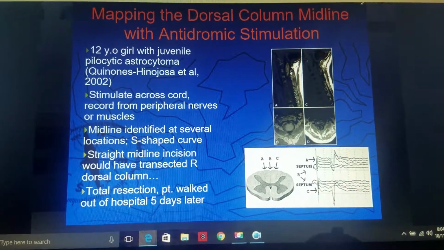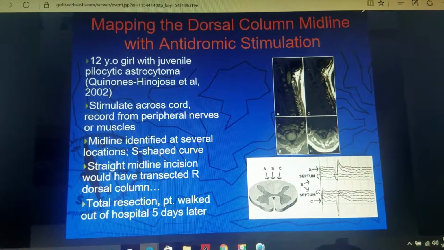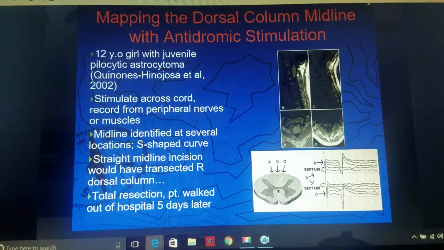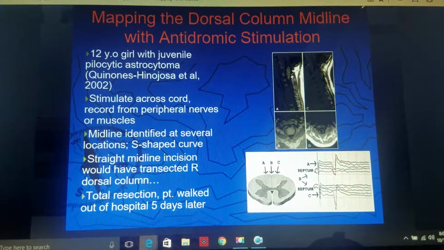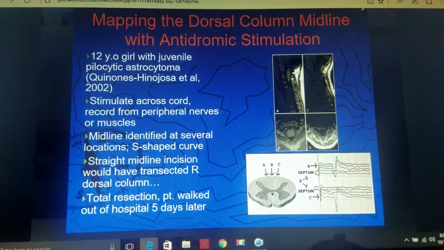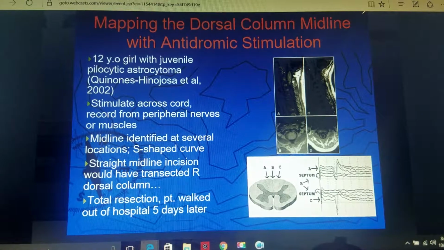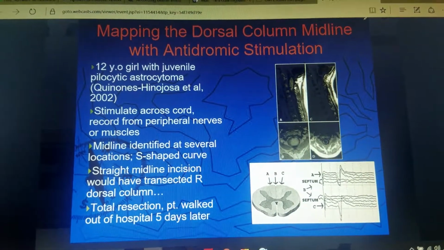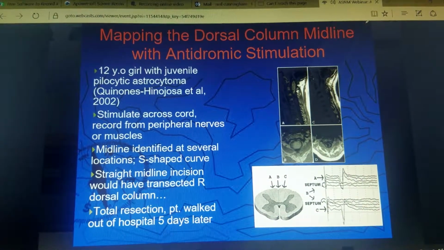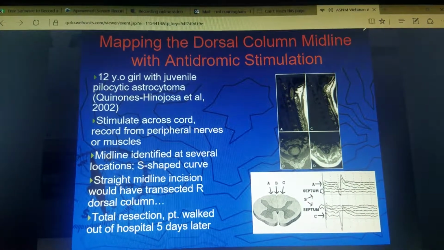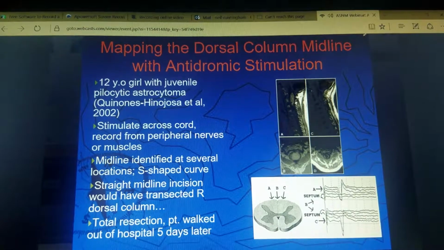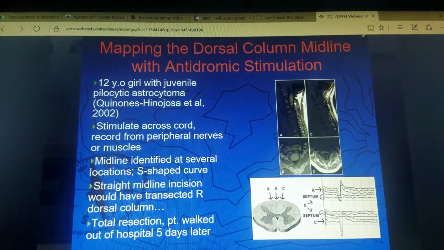Amazing story. He was very, very prolific as a researcher during his residency, and this is one of the papers that they did during his residency on this case. This is a 12-year-old girl who had a JPA, which you see on the two MRI scans on the left side. It occupied most of her spinal cord, extending from the foramen magnum down to around C3-4.